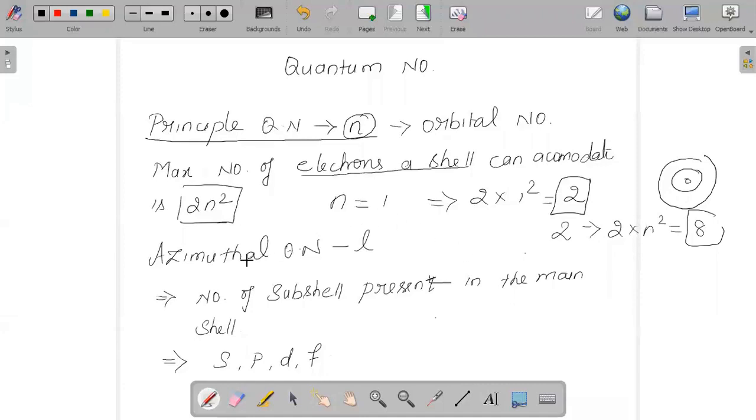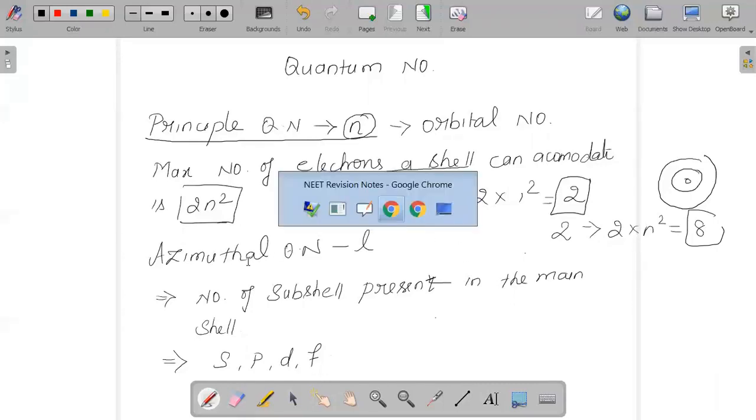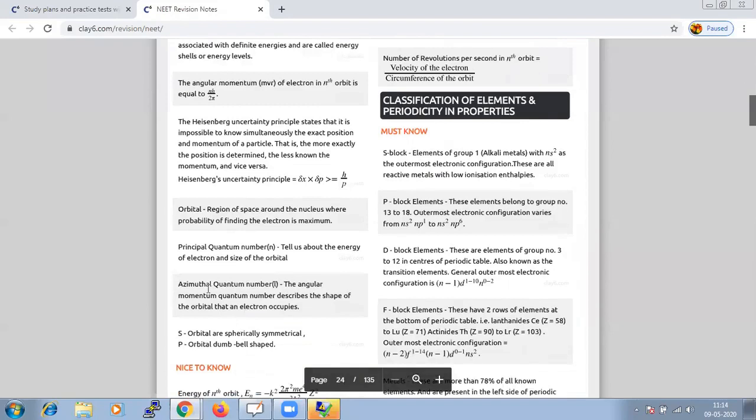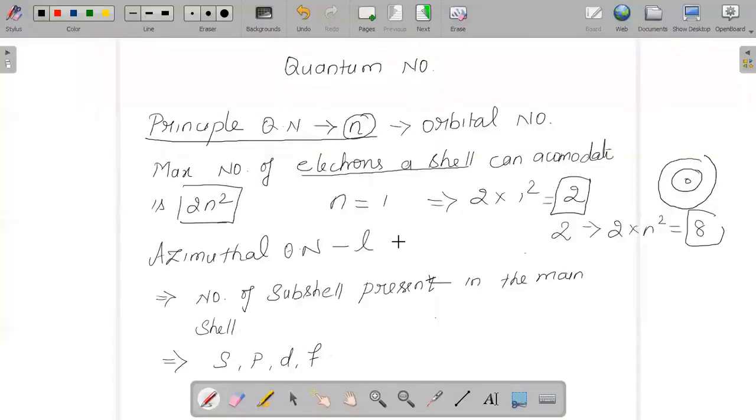In the same way, we have the next quantum number, the azimuthal quantum number. What do we understand from it? An azimuthal quantum number is denoted with the symbol L. It describes the shape of the orbital that an electron is going to occupy. In simple terms, it will help you find out the number of subshells present in your main shell.